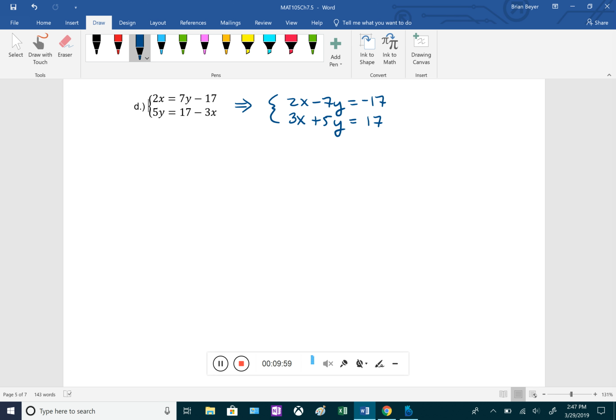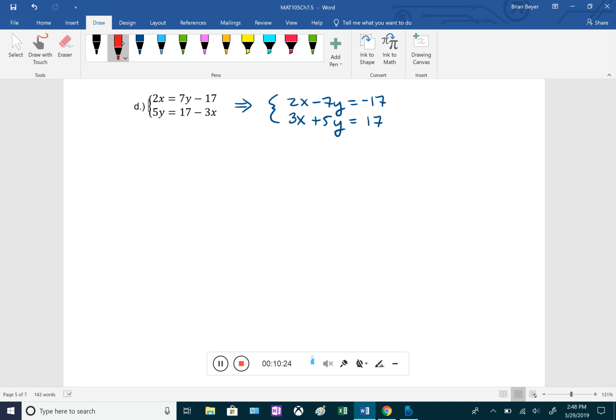So now if we want to cancel a variable, we have to think about which variable we want to cancel, which will be easier. So we can't just multiply one equation by a number here to get to the other one. We can, but we would have to use a fraction. So we're going to have to adjust both of these equations by multiplying both of them by a number. So let's decide to cancel the x variable because the numbers are smaller.